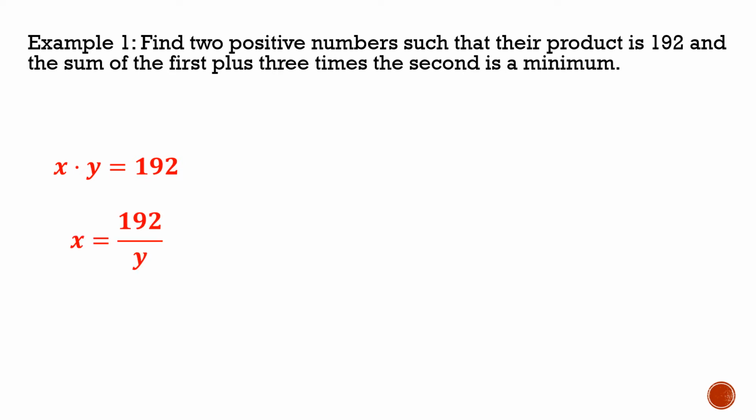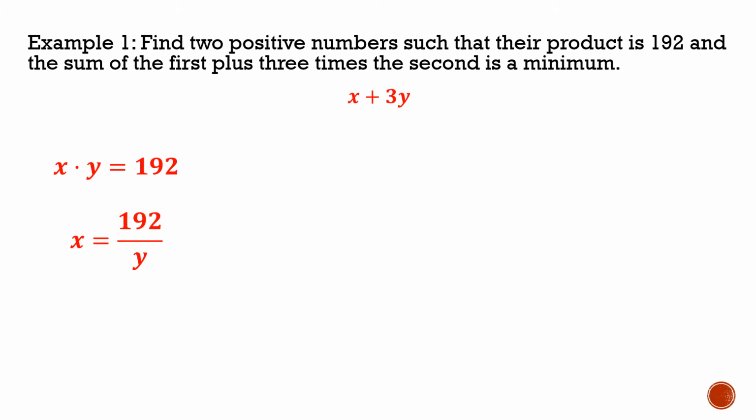So I just solve for x, and I say x equals 192 over y. Next, I'm going to go on to the second part of the sentence that says the sum of the first plus 3 times the second is a minimum. So the sum of the first, which would be my x, plus 3 times the second, which would be 3y, I know is going to give me a minimum.